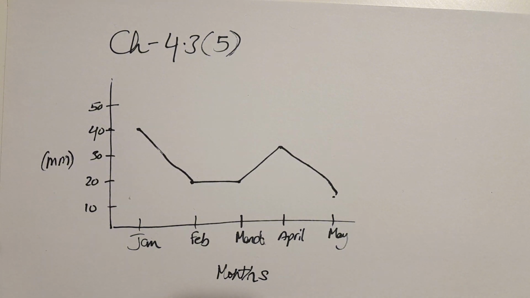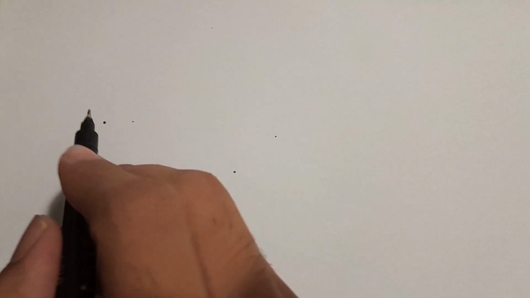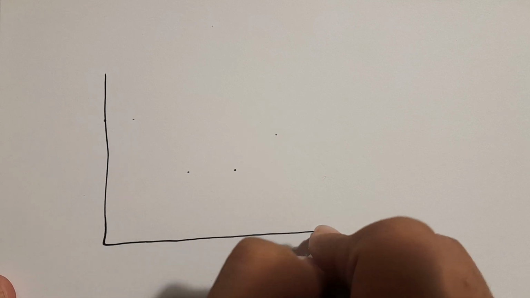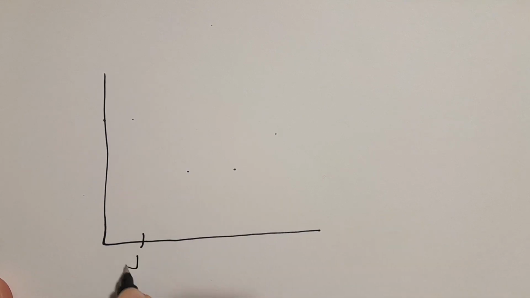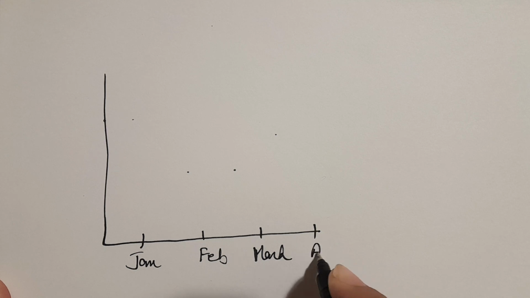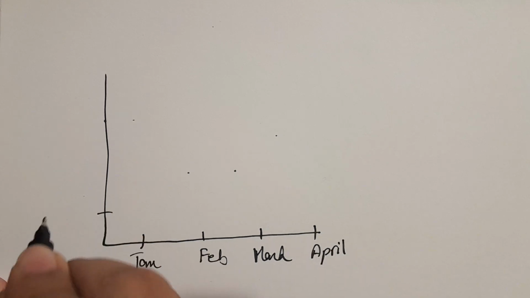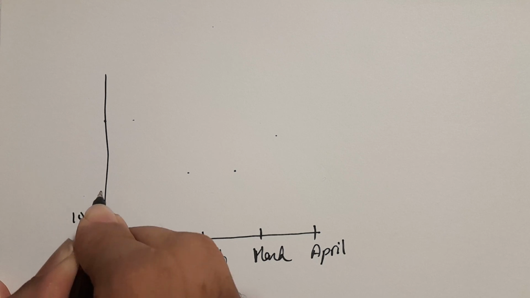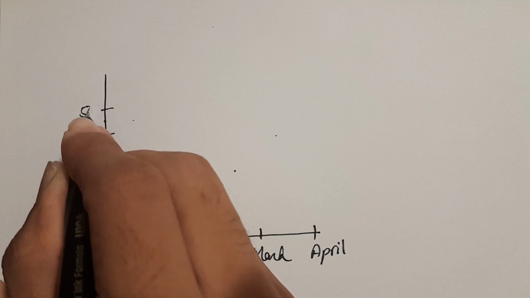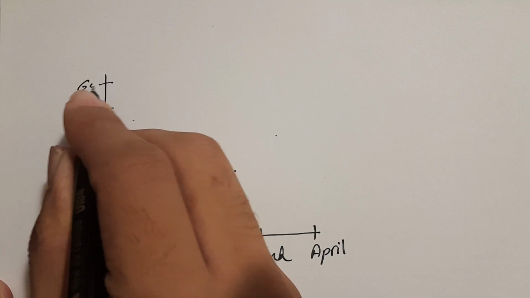Another example for the line graph which I will show you is by showing the temperature in each month, the average temperature in each month. So what we will do is we will draw a line, and here it will be Jan, Feb, March and April, and over here it will be 10, 20, 30, 40 and 50, and last is 60.